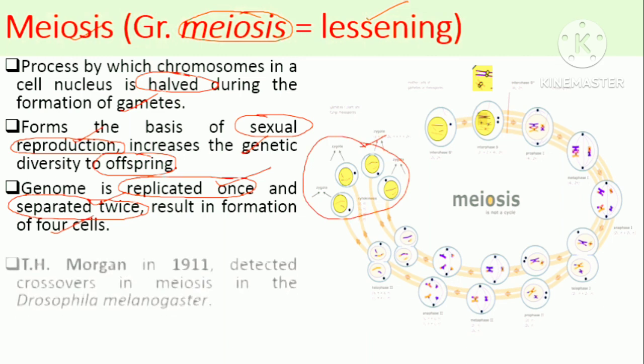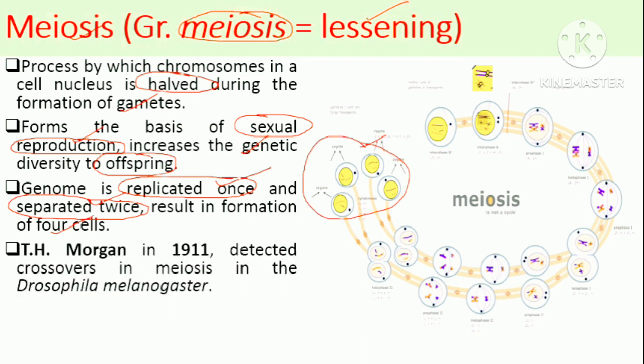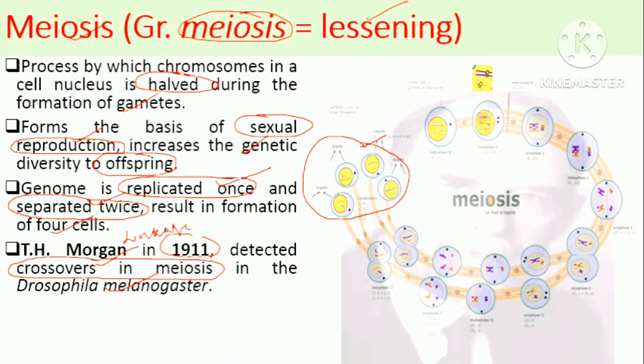So there were scientists like T.H. Morgan in 1911. He detected crossovers in meiosis. He was the first person to observe these crossovers in meiosis in Drosophila melanogaster. और इन्होंने linkage के ऊपर भी बहुत काम किया है, the concept of linkage.